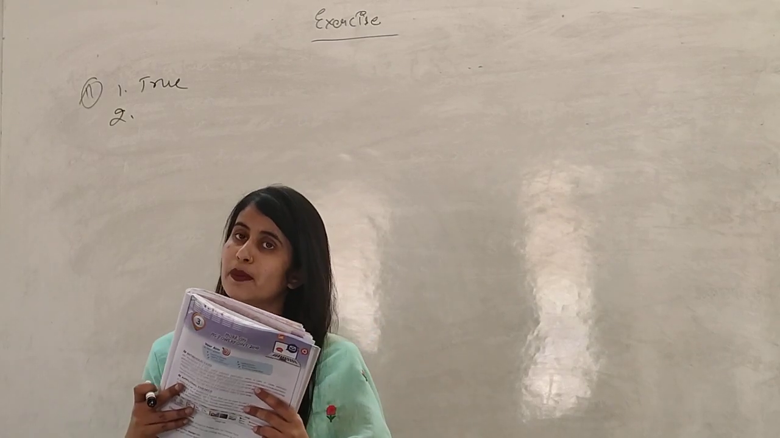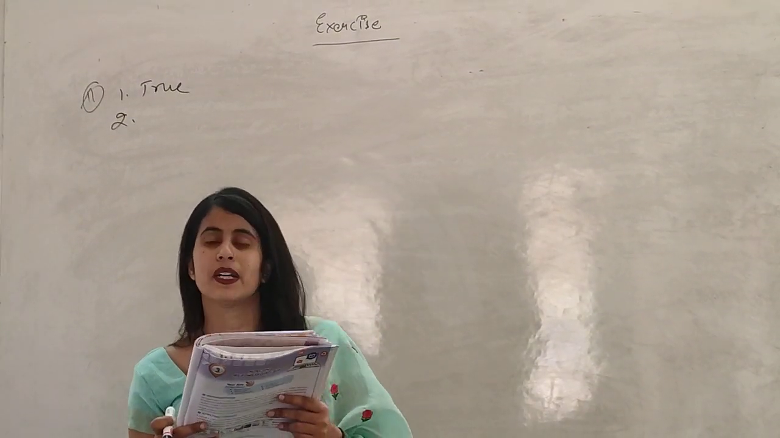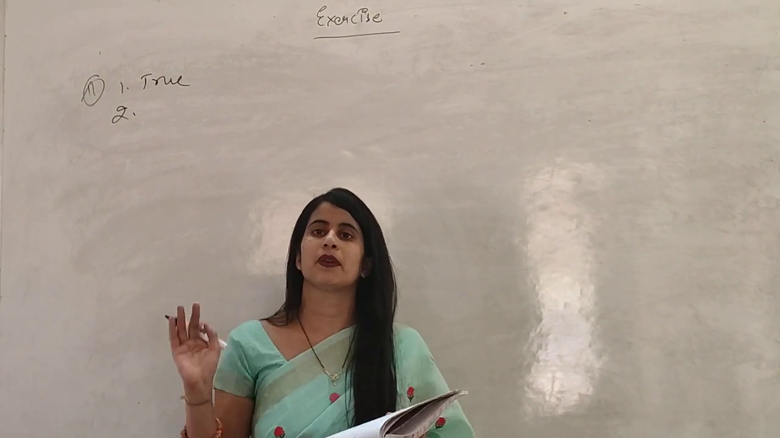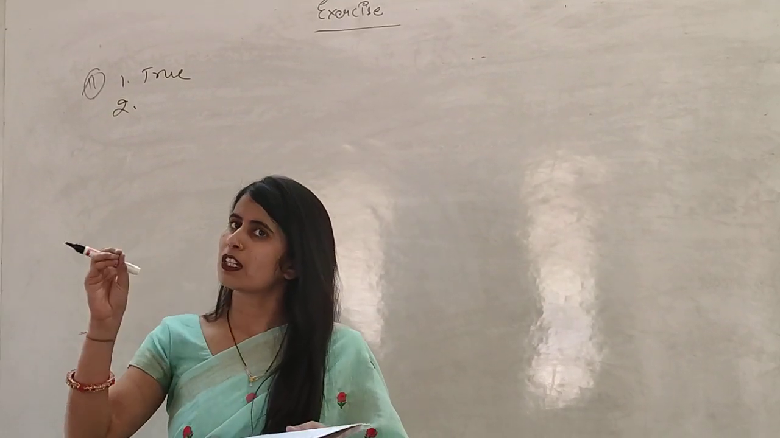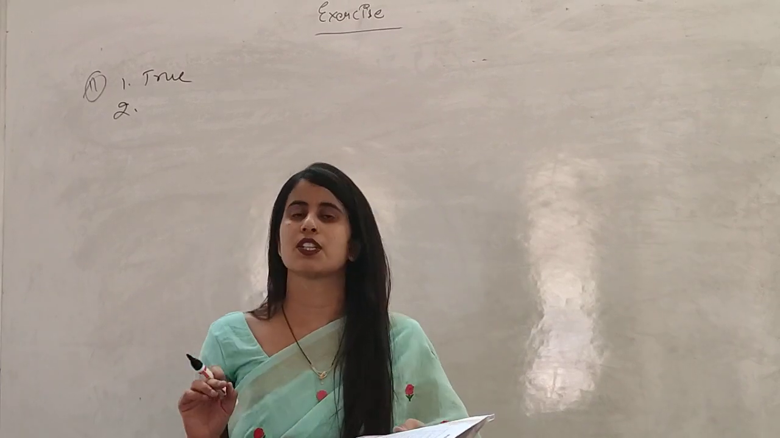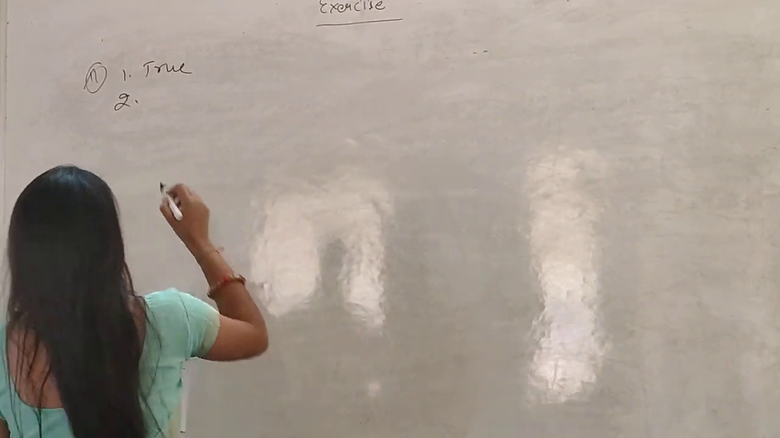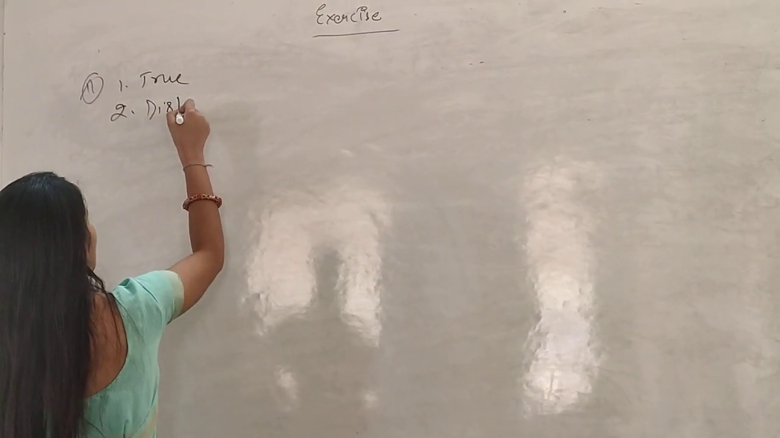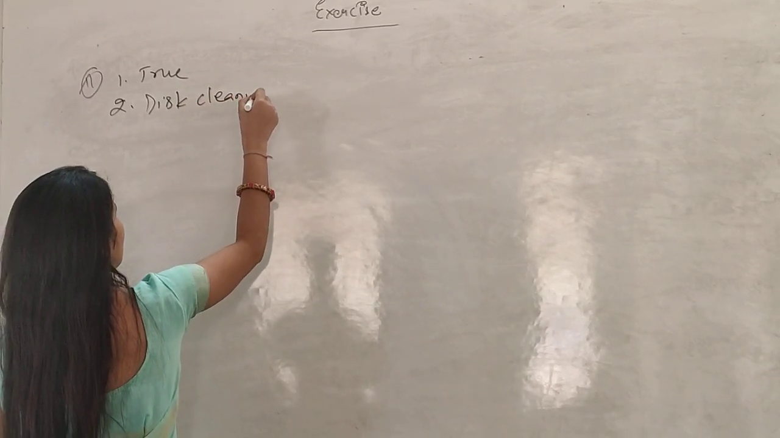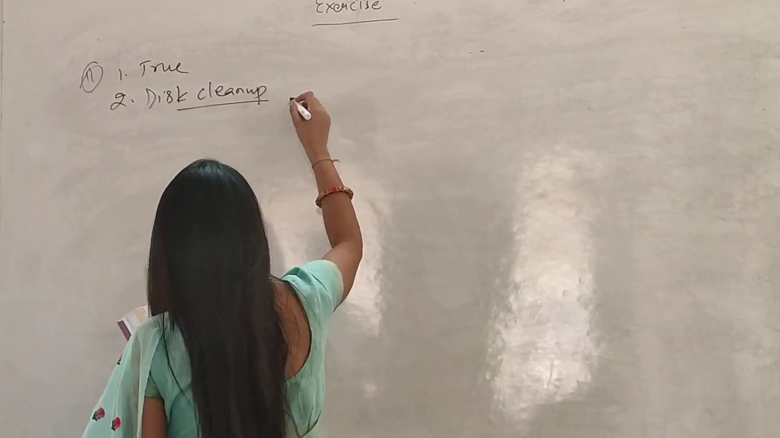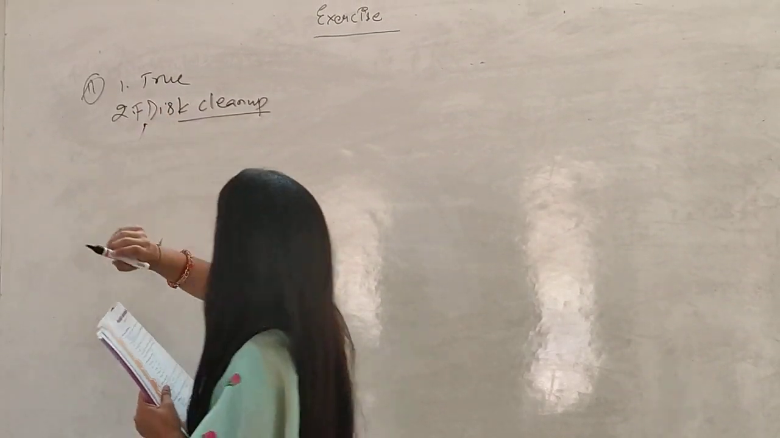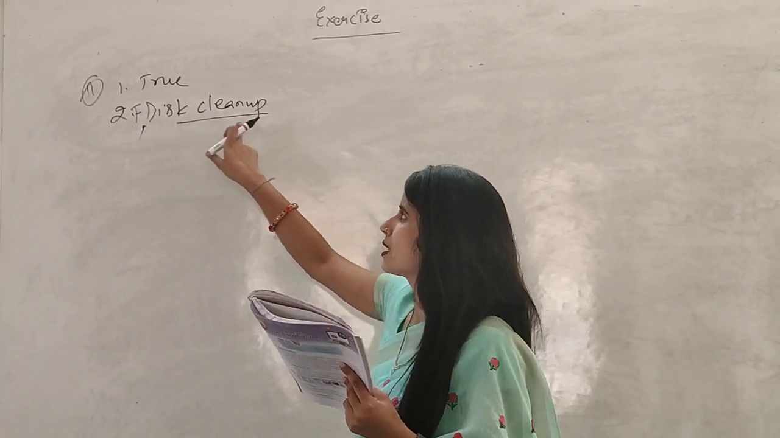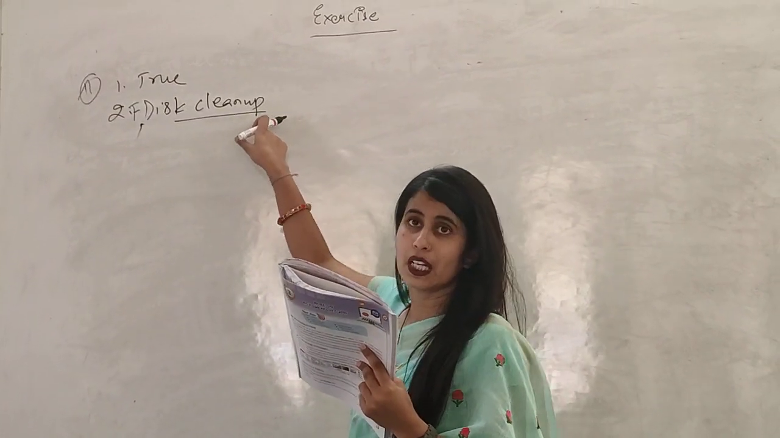It is a false statement because disk defragmenter is used to free the memory space. Okay, they divide the same memory into small blocks, but the delete work is of disk cleanup. So here we have to write disk cleanup. In place of disk defragmenter, first we will write false, and how will we correct it? We will write disk cleanup in place of defragmenter.